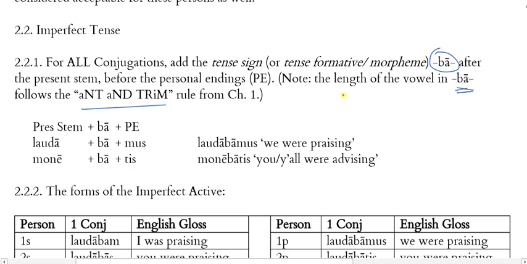If it's followed by a vowel, and so the vowels here in A and I for ant and trim, those represent any vowel. Or if we have an NT or an ND at the end of the word, or if we have T, R, or M after the vowel, then my vowel will be short. Okay, so we're going to shorten the vowel. So in this case, ba with the long A will shorten to ba with the short A. All right, so we're going to see that in our forms.